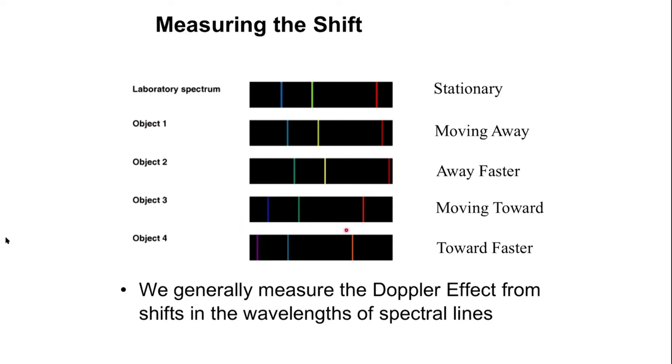And here, this object must be moving towards you because all the lines have been shifted to the left with respect to the stationary object. And here, this object must be moving towards you even faster because they've been shifted to the left.